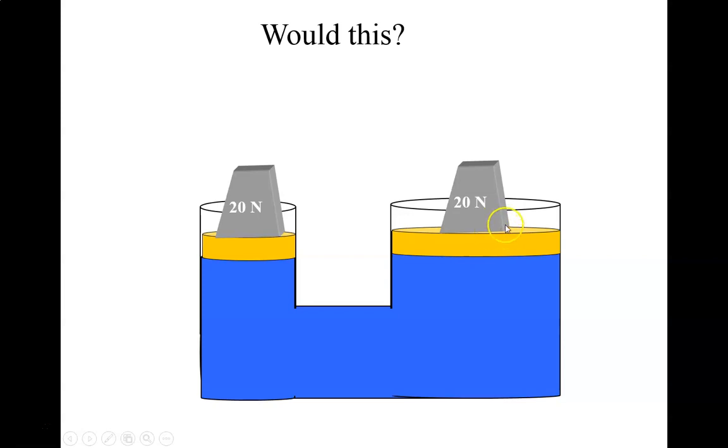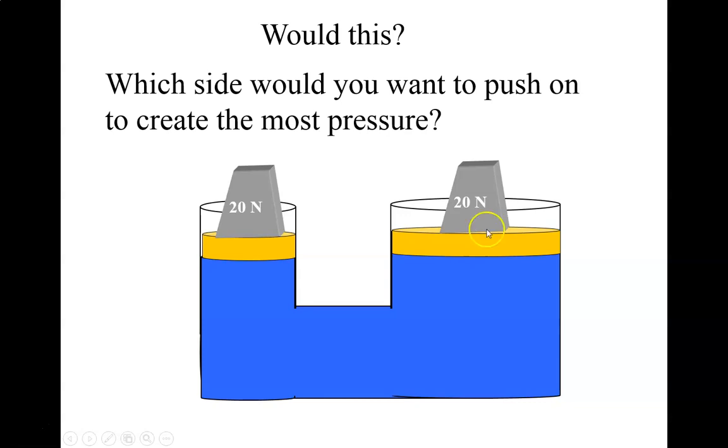The answer is no. The question is, which way would this piston go? Would this piston fall, or stay the same, or rise? I told you it wouldn't stay the same. Would this piston fall or rise? Well, it actually would rise, and we're going to explain why. Which side would you want to push on with 20 newtons of force to create the most pressure? Do you want it over the large area, or over the small area? You want to push on the small area to create the most pressure.